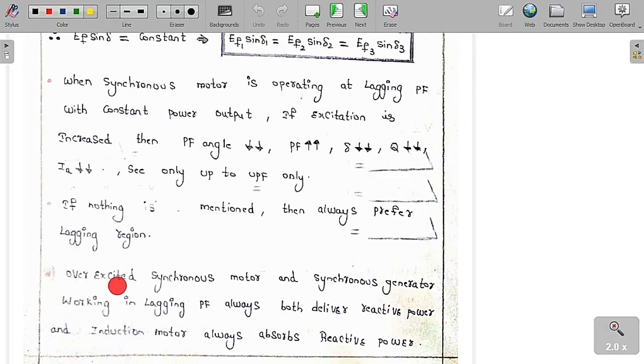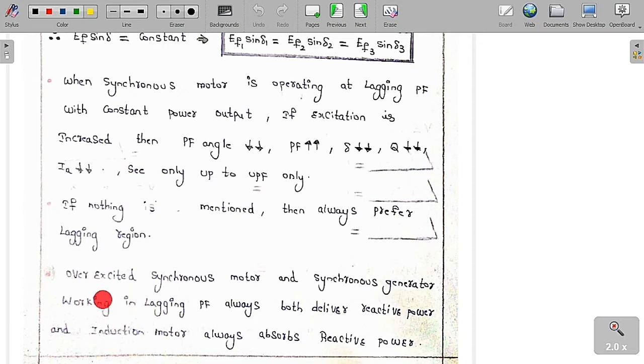Very important point. Let me repeat this point again. For the synchronous motor or synchronous generator, we define the power factor angle, called theta, which is the angle between V and IA. It is the same for the synchronous motor and the synchronous generator. This is a small correction that I have to make here. I made a small mistake there.